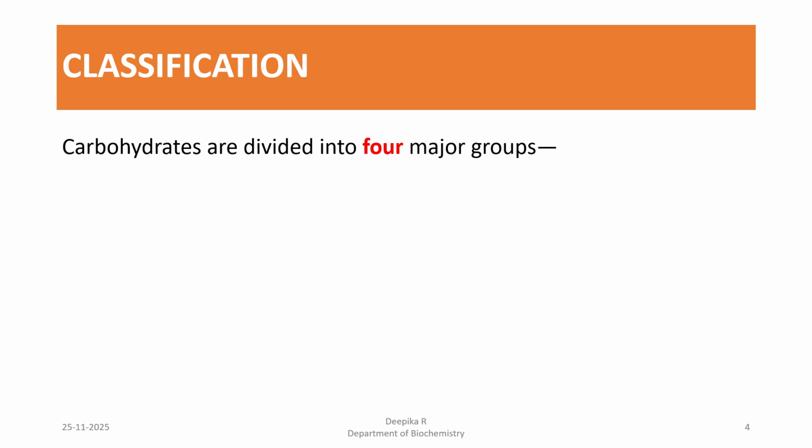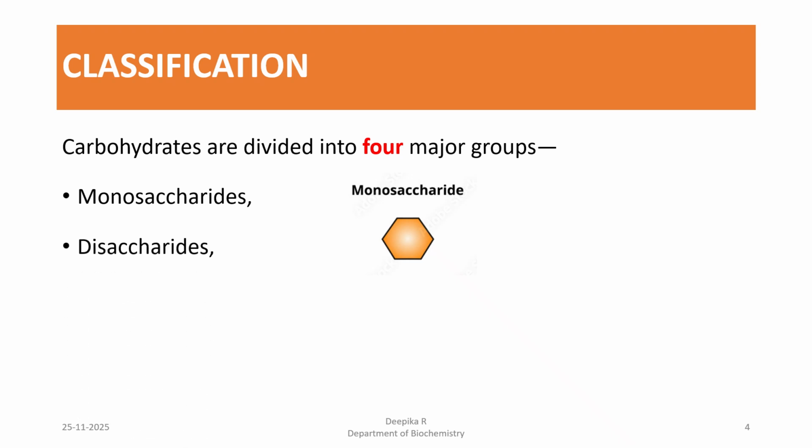We can mainly classify carbohydrates into four main types based on the number of carbon units present. The first one is monosaccharide. If the structure has a single unit only, we call it a monosaccharide. The second one is disaccharide. If the structure has two monosaccharide units combined together, we call it a disaccharide.